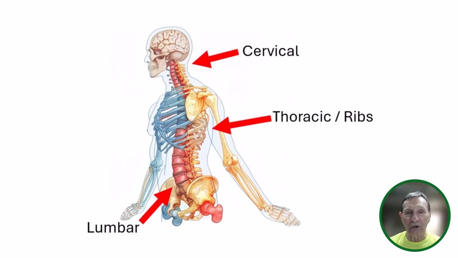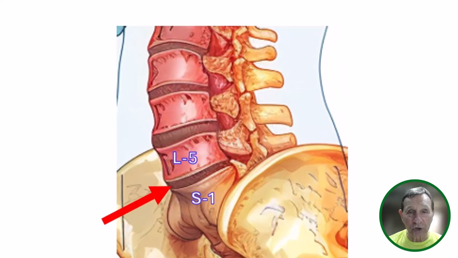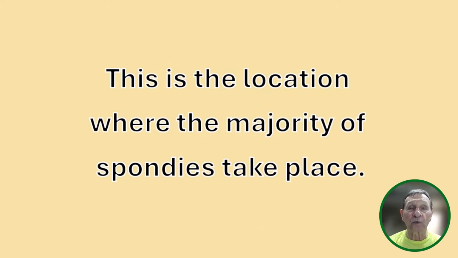As the schematic of the skeleton shows, a spondy can occur at any level along the spinal column, anywhere from the cervical area at the top to the thoracic or rib area in the middle, all the way down to the lumbar area in the bottom. And let me bring your attention to this region between the fifth lumbar vertebrae and the first sacral vertebrae. The reason I want to focus here is because this is the place where the majority of spondies take place.